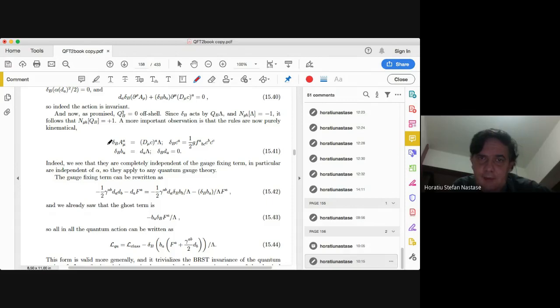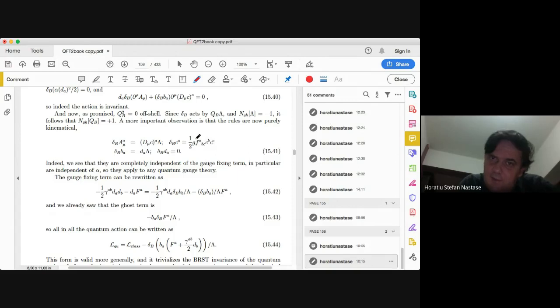the BRST transformation rules are now purely kinematical. They do not depend on the form of the action, right? So the variation of A is the covariant derivative on C lambda. Whatever the action is, the covariant derivative is always defined kinematically, independent of the action. Variation of C is also independent of the action.